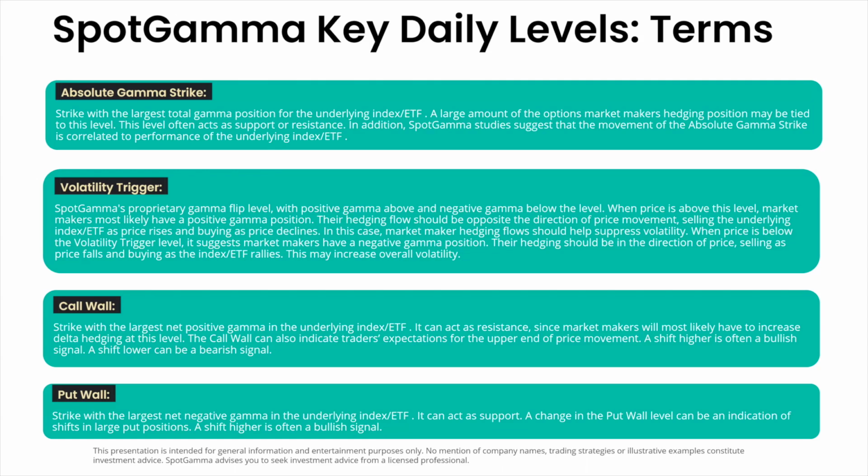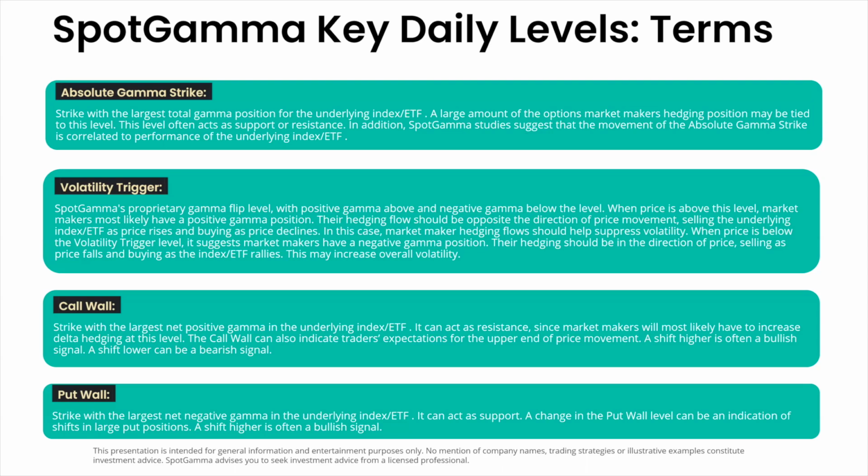The absolute gamma strike is the strike with largest absolute positive and negative gamma. The volatility trigger is SpotGamma's proprietary gamma flip level, with positive gamma above and negative gamma below. In a positive gamma environment, market makers have to trade against price to hedge the delta exposure. This tends to subdue or decrease volatility. In a negative gamma environment, market makers have to trade with price to hedge their delta exposure. This tends to enhance or increase volatility.